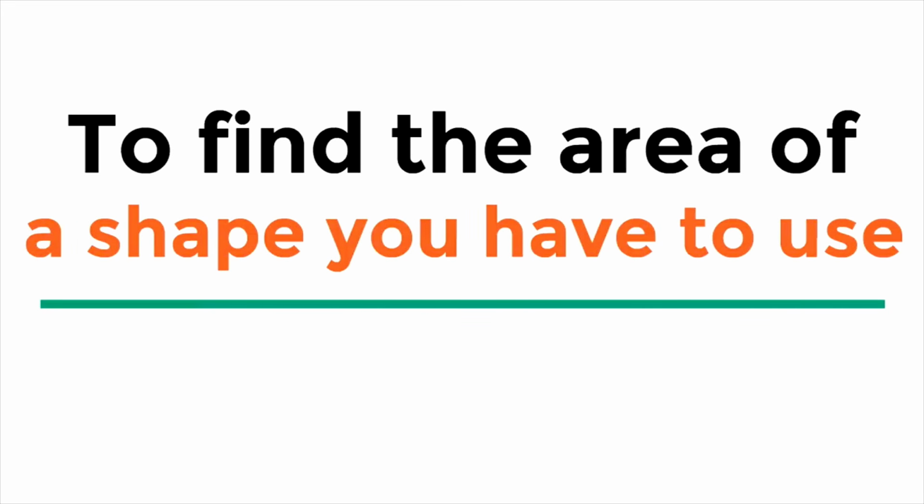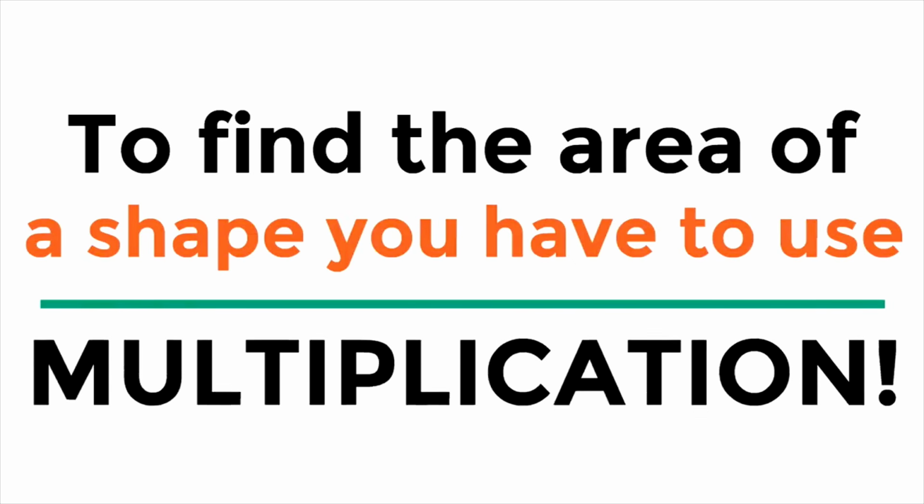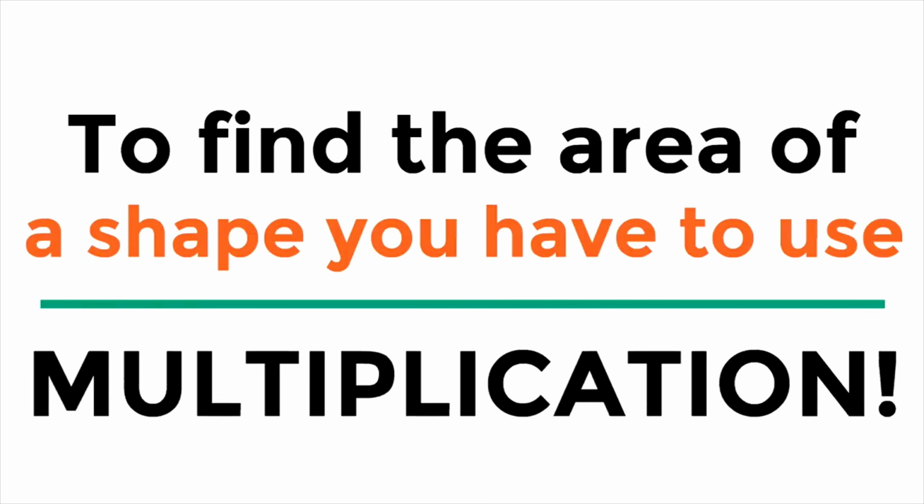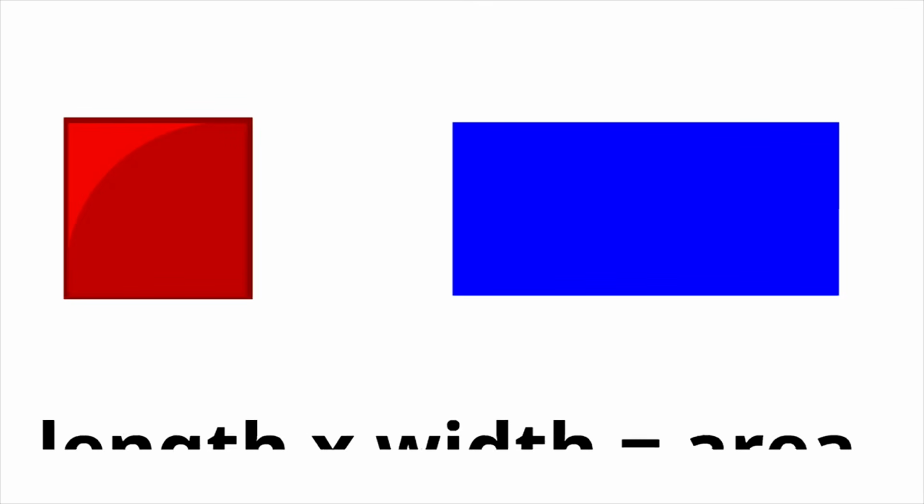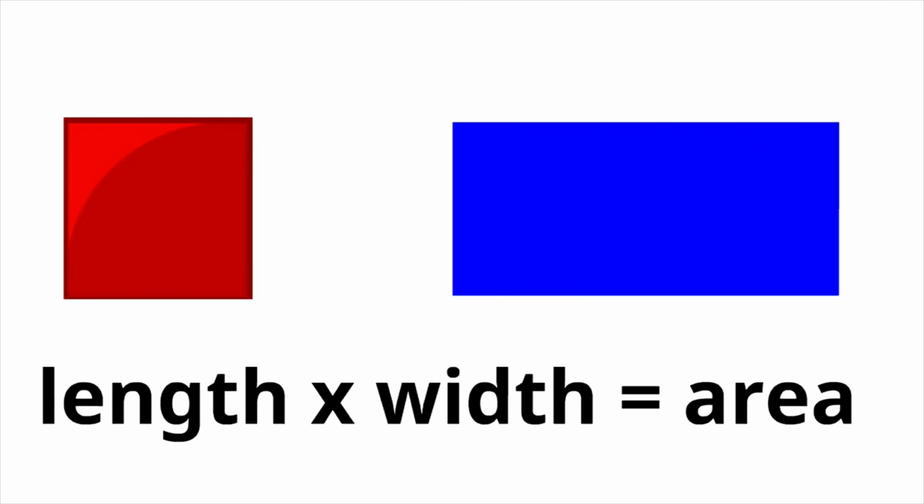Here is the fun part. To find the area of a shape, you have to use multiplication. Multiplication! So, how do you find the area of a square or a rectangle using multiplication? All you have to do is multiply the length times the width to get the area. Here, we'll show you.